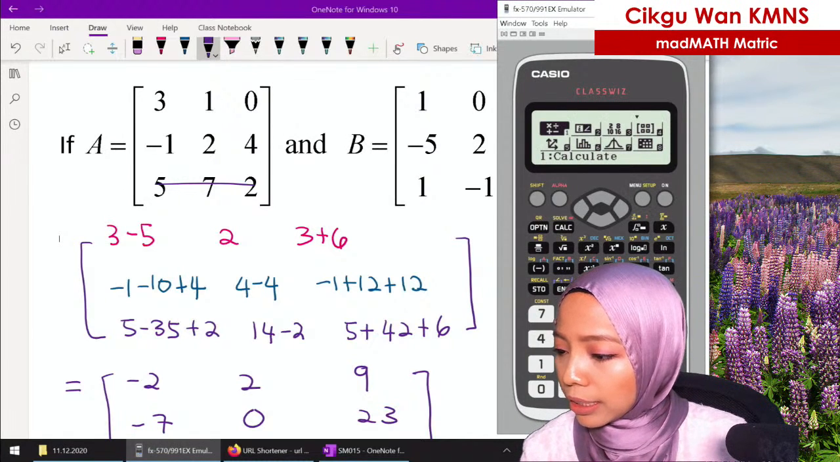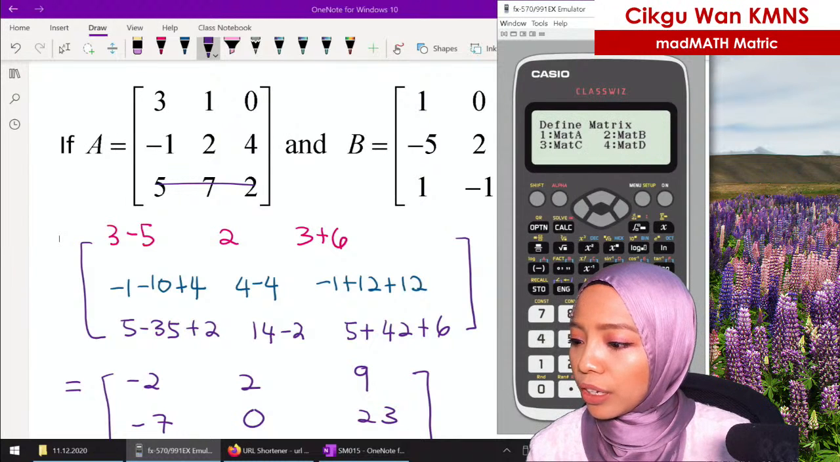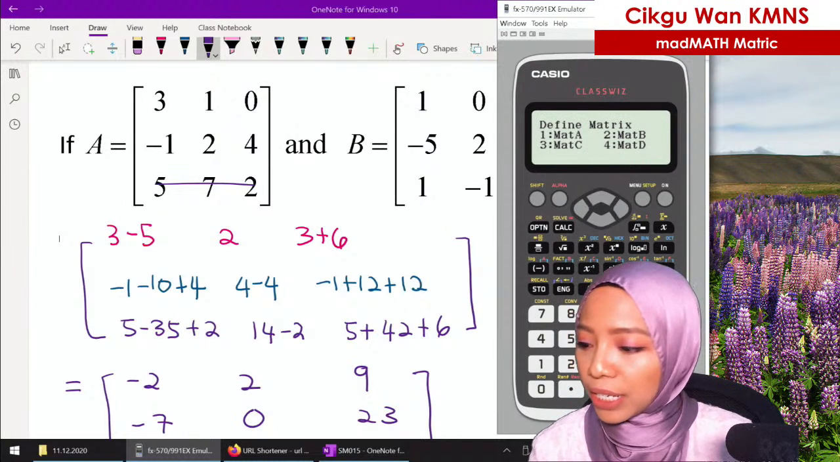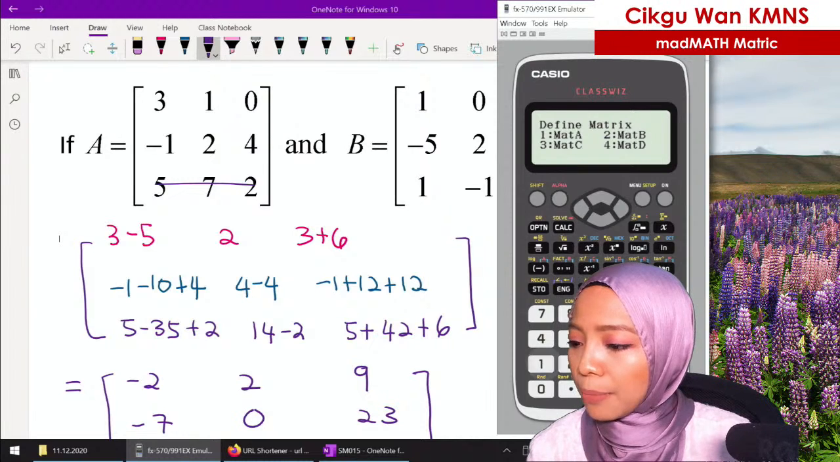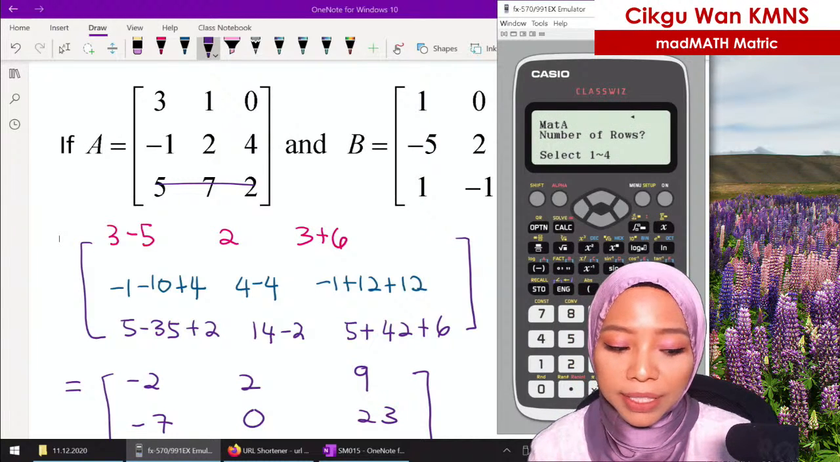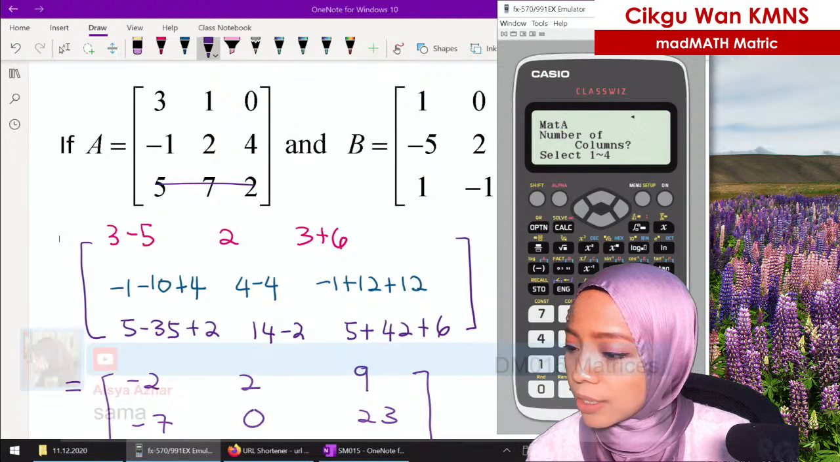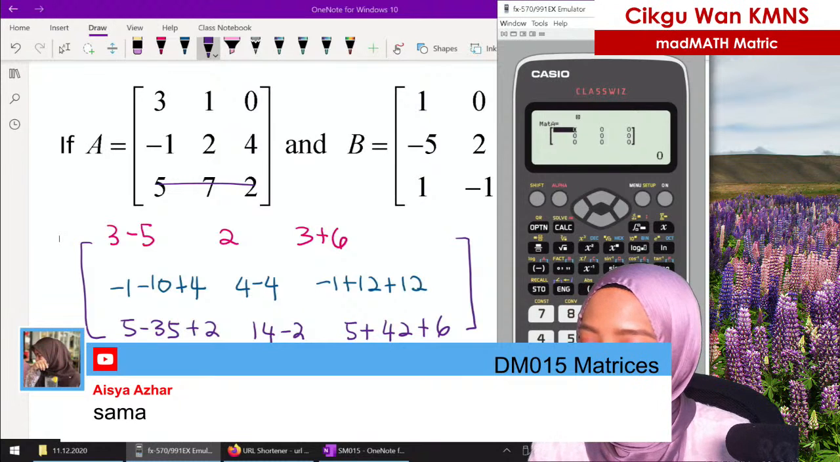Mari kita tekan calculator. Okay, yang pertama kita pergi ke menu. And then kita pilih number 4. Okay, sebab number 4 tu yang ada matrix. Okay, kemudian kita pilih matrix A. And then they ask you number of rows. So we will say 3 times. We will choose 3 times 3 matrix.